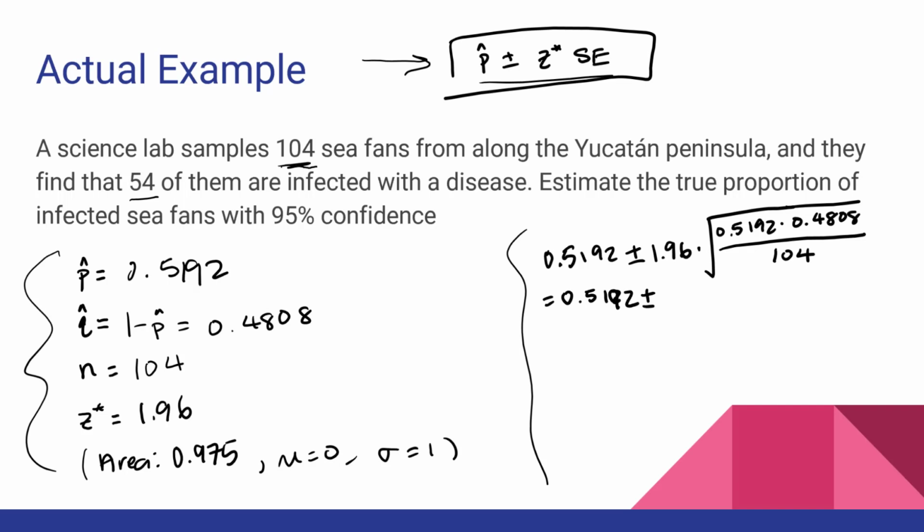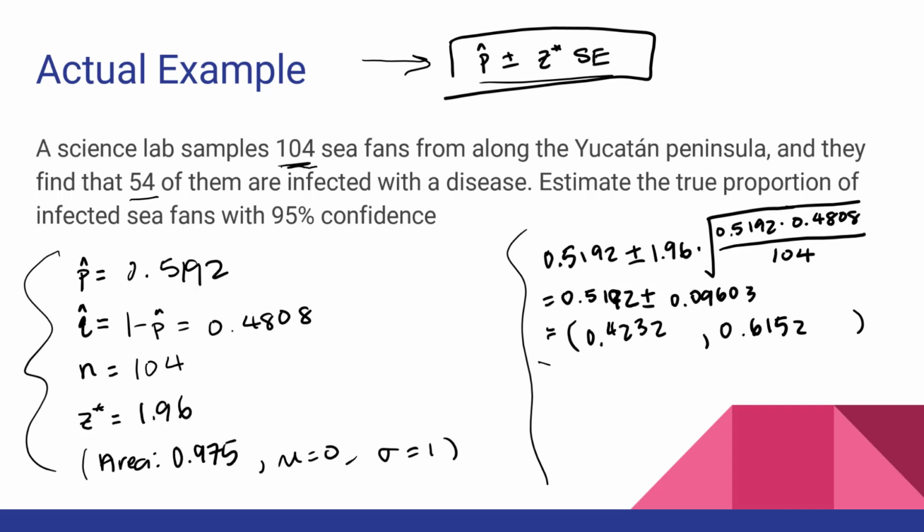0.5192 plus or minus, putting everything together for our margin of error, that is 0.09603. And then now we just need to add that to get our interval, and we get 0.4232 as the lower bound of our interval, and 0.6152 as the upper bound of our interval.